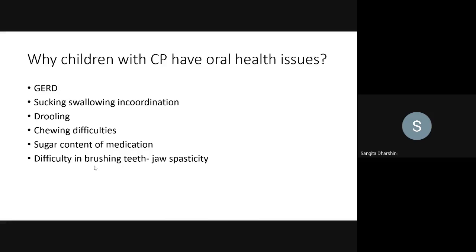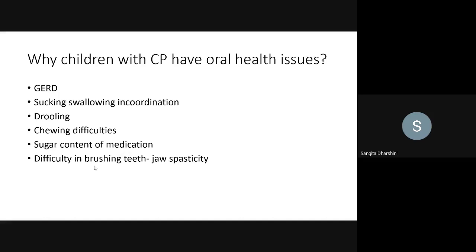Children with CP, especially the most severe kinds, that means GMFCS 4, 5, and mainly the spastic dystonic type, would have sucking and swallowing incoordination. A lot of them also have drooling and chewing difficulties. And because of significant jaw spasticity, it's difficult for parents to ensure good dental and oral hygiene, because it's very difficult to brush their teeth, let alone, some of you may have examined these children in your setup, it's so difficult to even open the jaw. So it definitely makes sense that these kids usually have significant oral health issues.